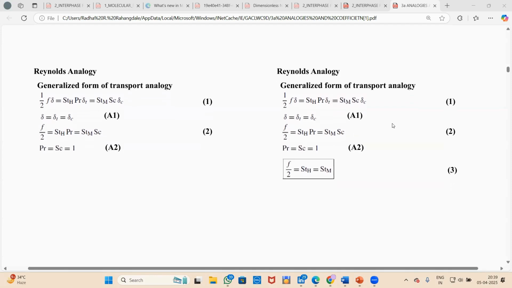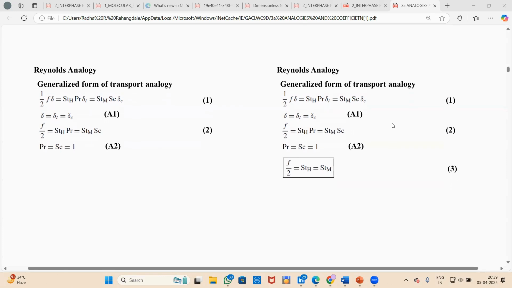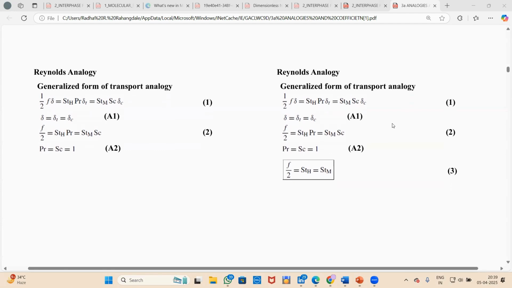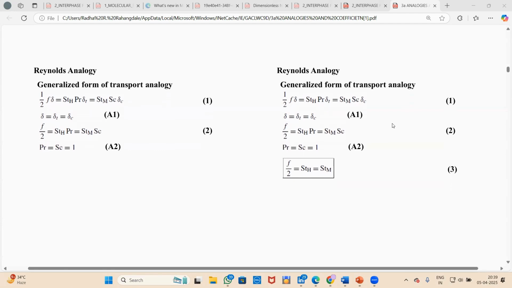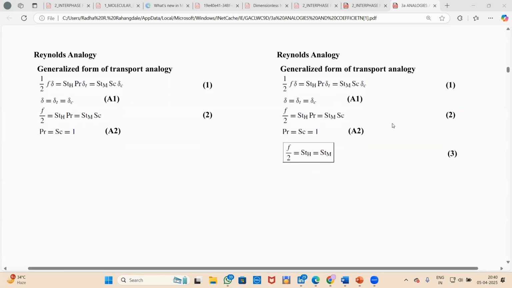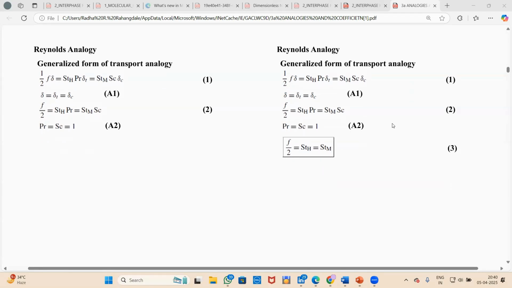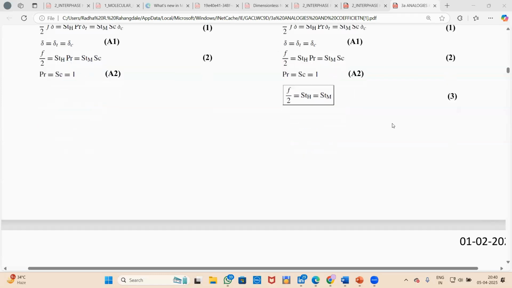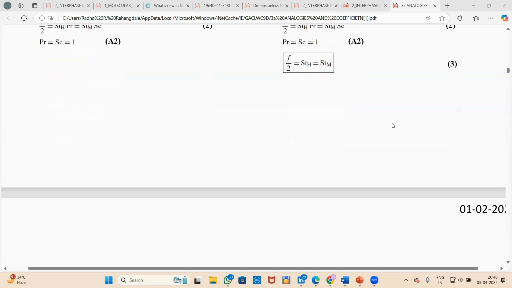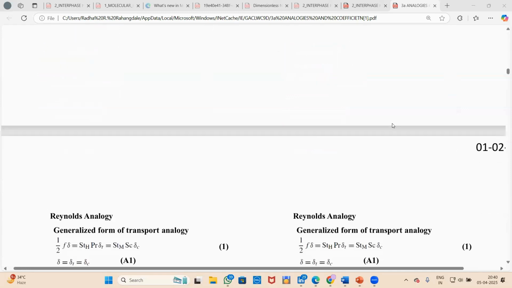In Reynolds analogy, we make the first assumption, that is δ = δ_T = δ_C. With the first assumption, we get the idea that f/2 = St_H Pr = St_M Sc. We take the second assumption, that is Prandtl number = Schmidt number = 1. So putting this value into equation number 2, we get f/2 = St_H = St_M, which we define as equation number 3.